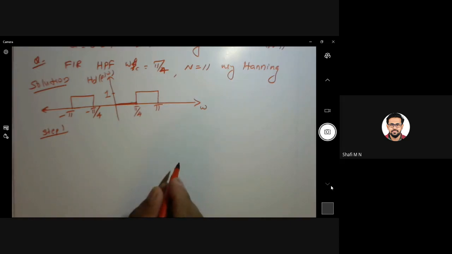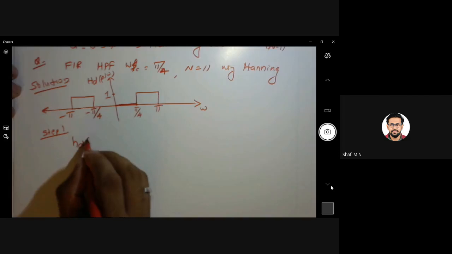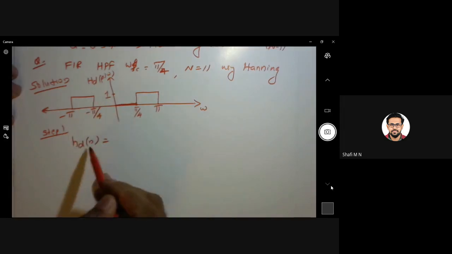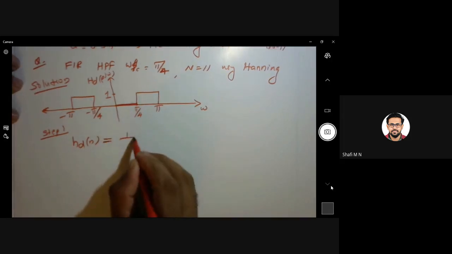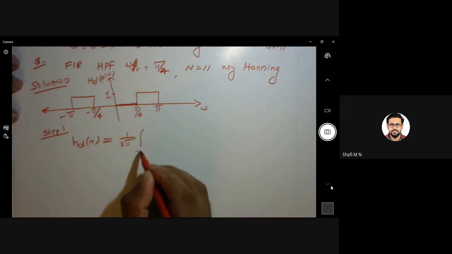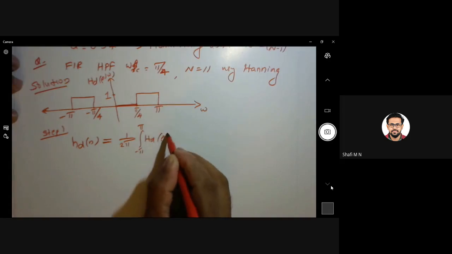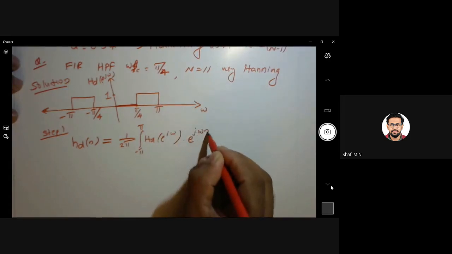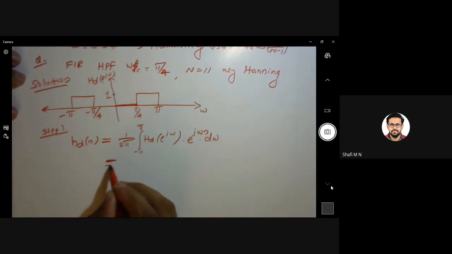Window... inverse Fourier series. So you find hd of n. For the desired response, just take the inverse Fourier series. We would like to denote it as hd of n. So what is the inverse Fourier series equation? 1 by 2 pi into integral minus pi to pi hd of e power j omega, into e raised to j omega n d omega. So you can go for integration and you will get the answer.